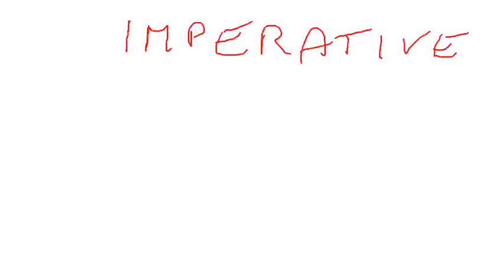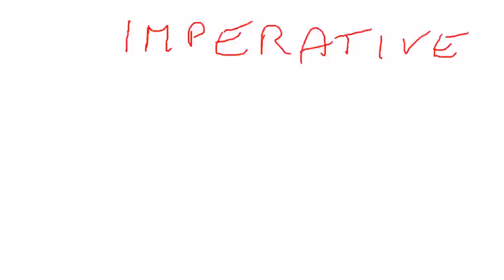Today we are studying one mood of the verb. This mood is called imperative. What do we mean by imperative? We use the mood imperative of a verb when we need to issue a command, a prompt, for somebody to follow a course of action.